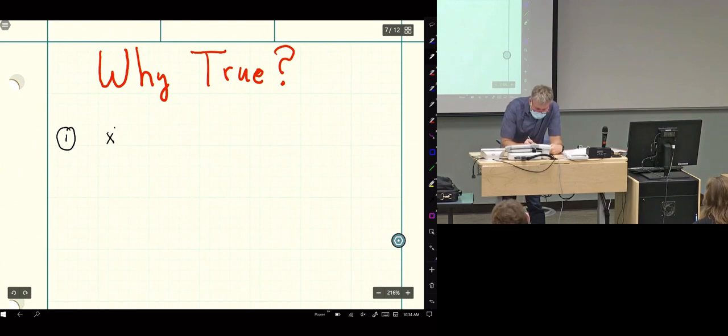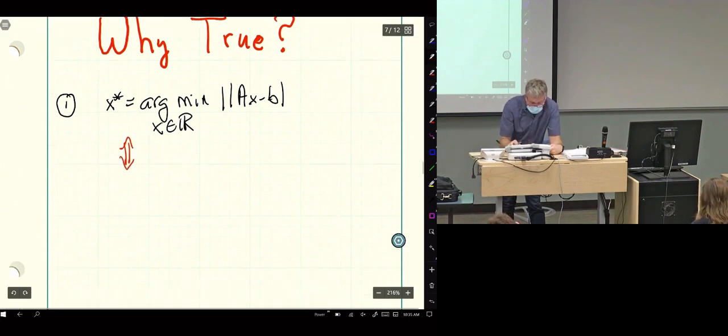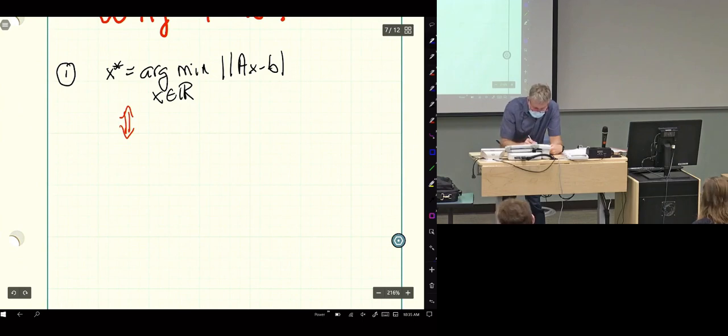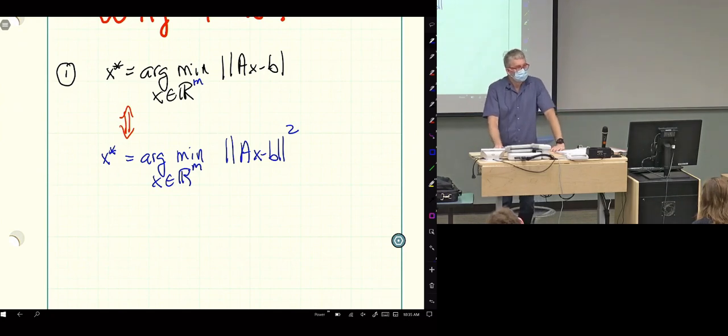Step 1: x star equals arg min over x in R^m of the norm of Ax minus b. This is equivalent to something slightly different, but x star equals arg min, still x in R^m, but I'm going to square the right-hand side.